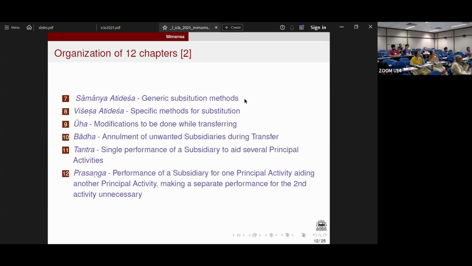Tantra: here there are certain subsidiary activities which are common to several principal activities. There are many pradhana sacrifices, to which there may be one activity which is common to all of them. If you're doing more than one activity, should you do multiple of these, or is doing it once enough? Identifying that, for all of them together, doing it once is enough, or whether you need to do it multiple times, is discussed in the Tantra: a single performance to aid several principal activities. And in Prasanga, the 12th, this also deals with the combination of different sacrifices.